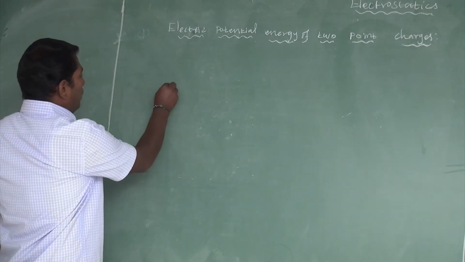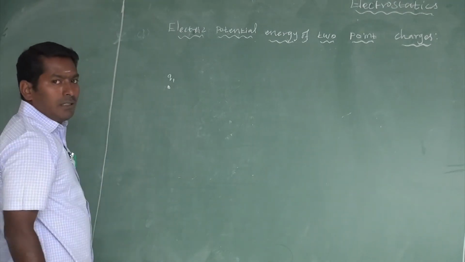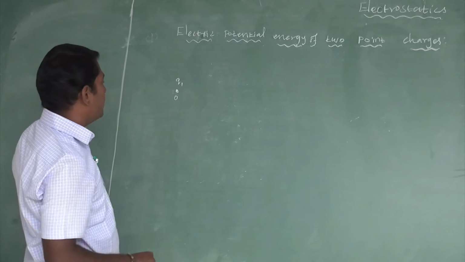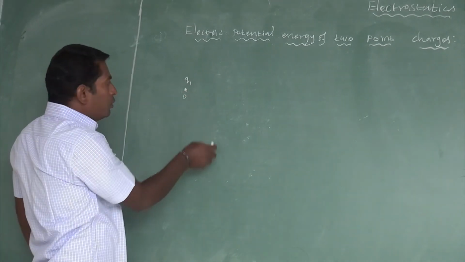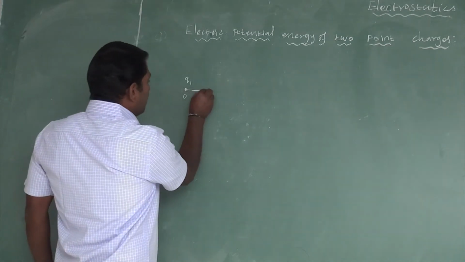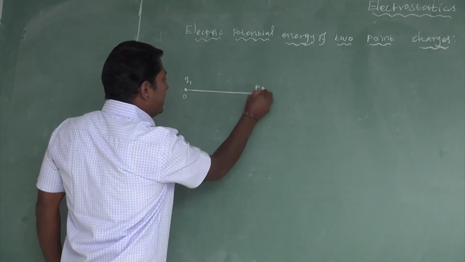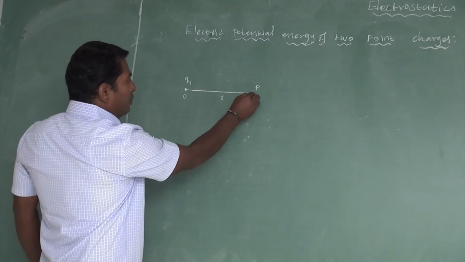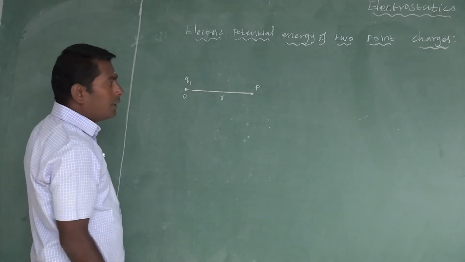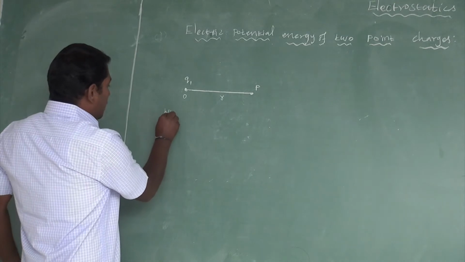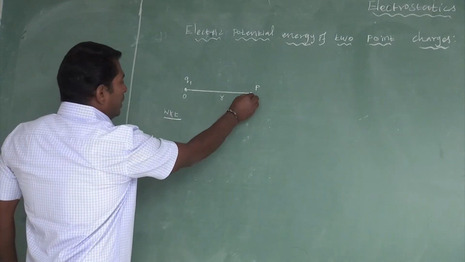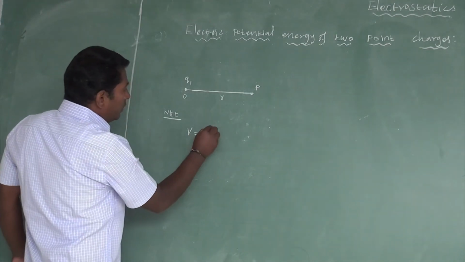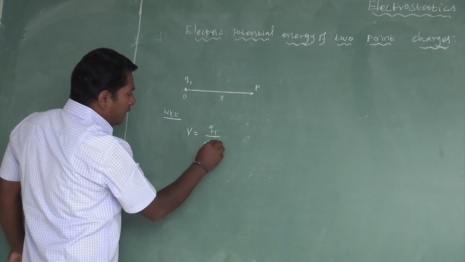Let us consider one point charge Q1 placed at a point O in air or vacuum or free space. This Q1 point charge produces electric potential near it. Let me assume P is a point near the point charge Q1, and R is the distance of the point P from the point charge Q1. So already we know that the electric potential produced by the Q1 point charge at a point P, V, is equal to Q1 divided by 4 pi epsilon naught R.